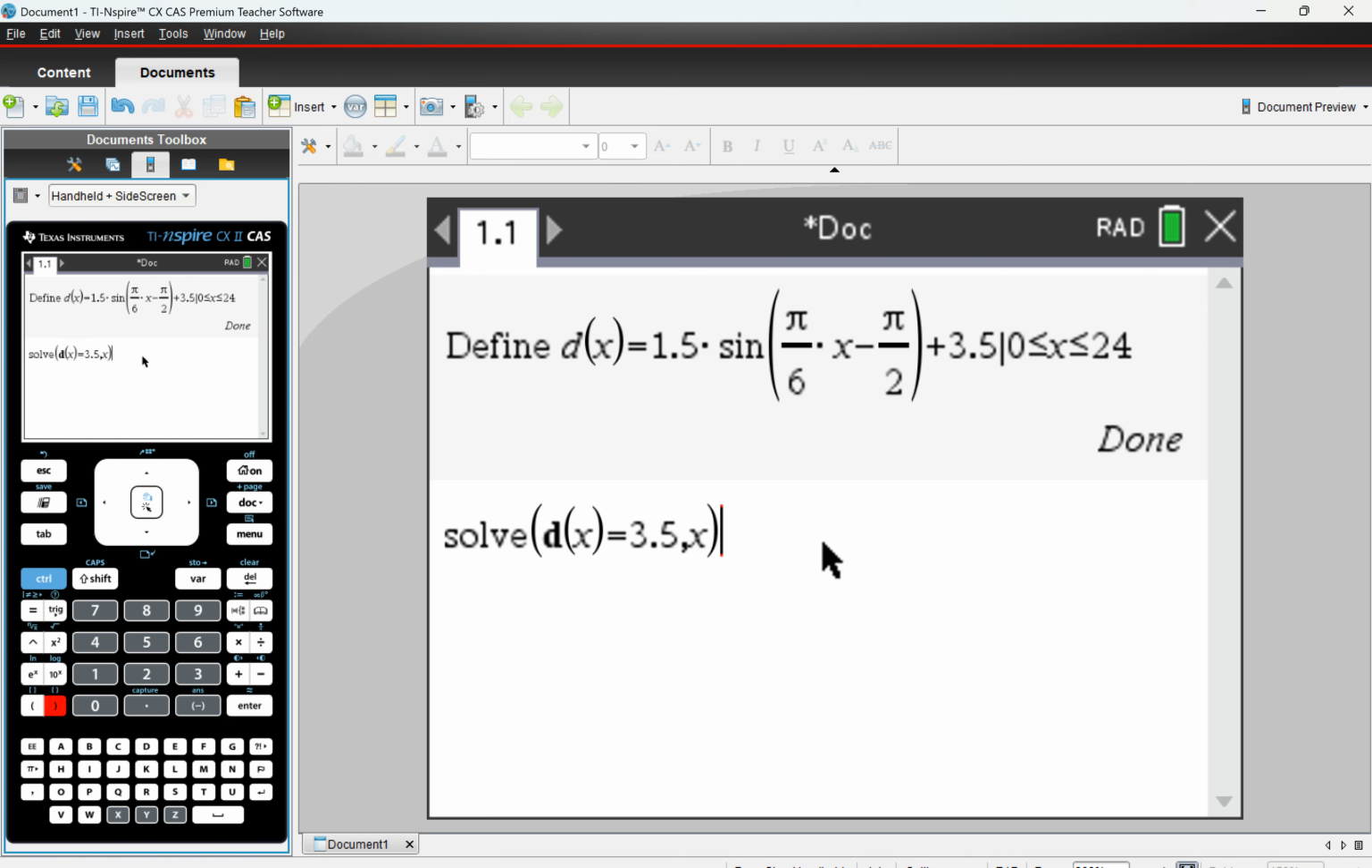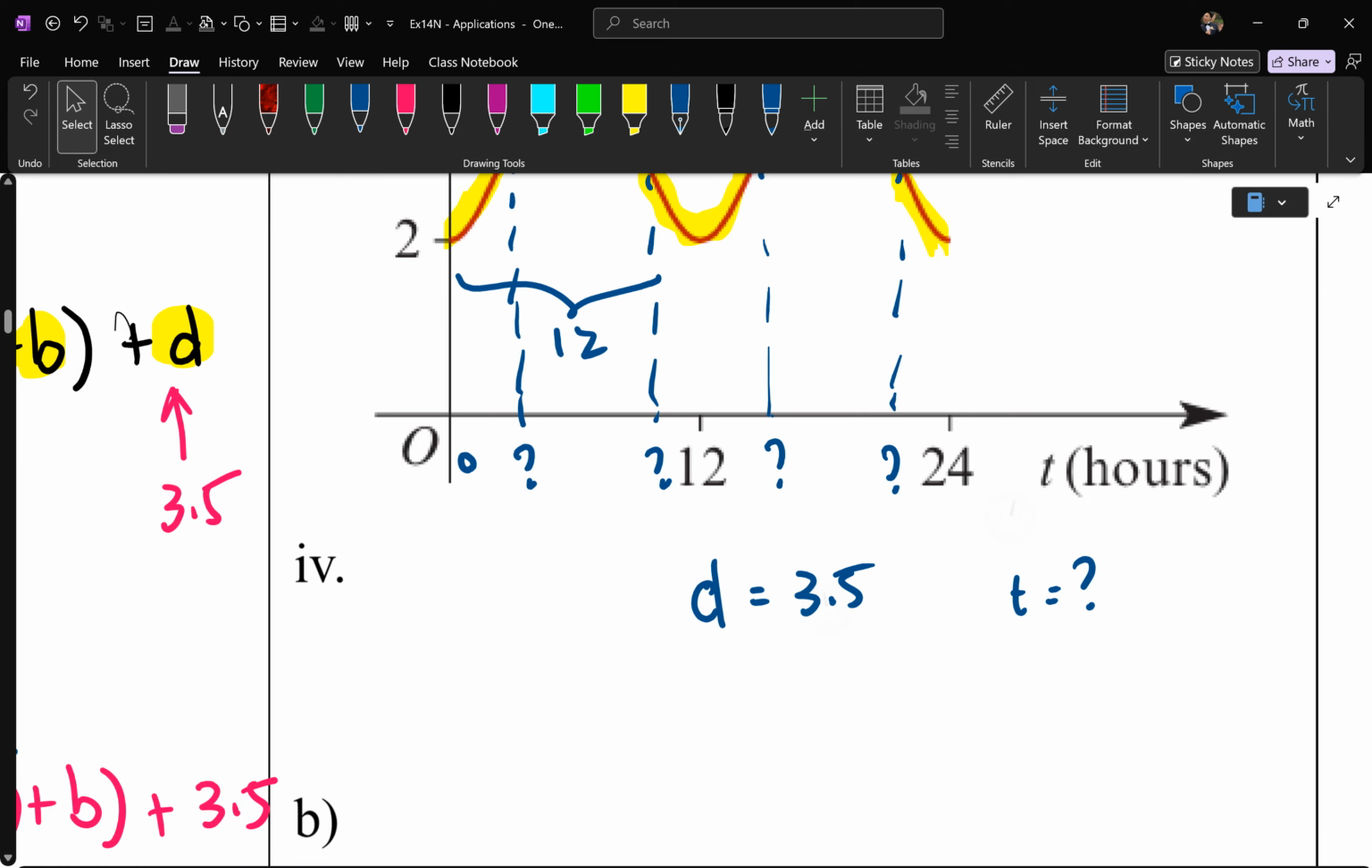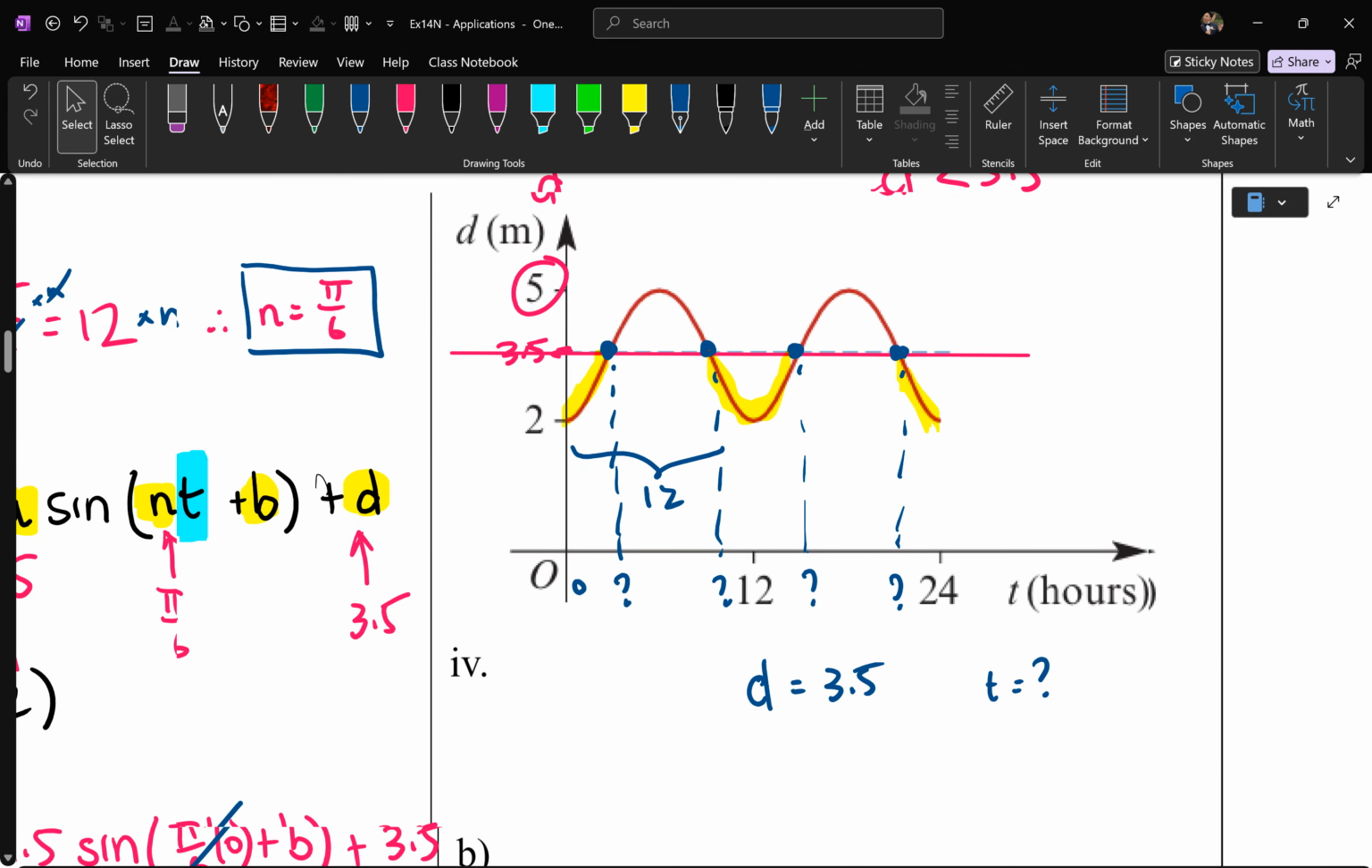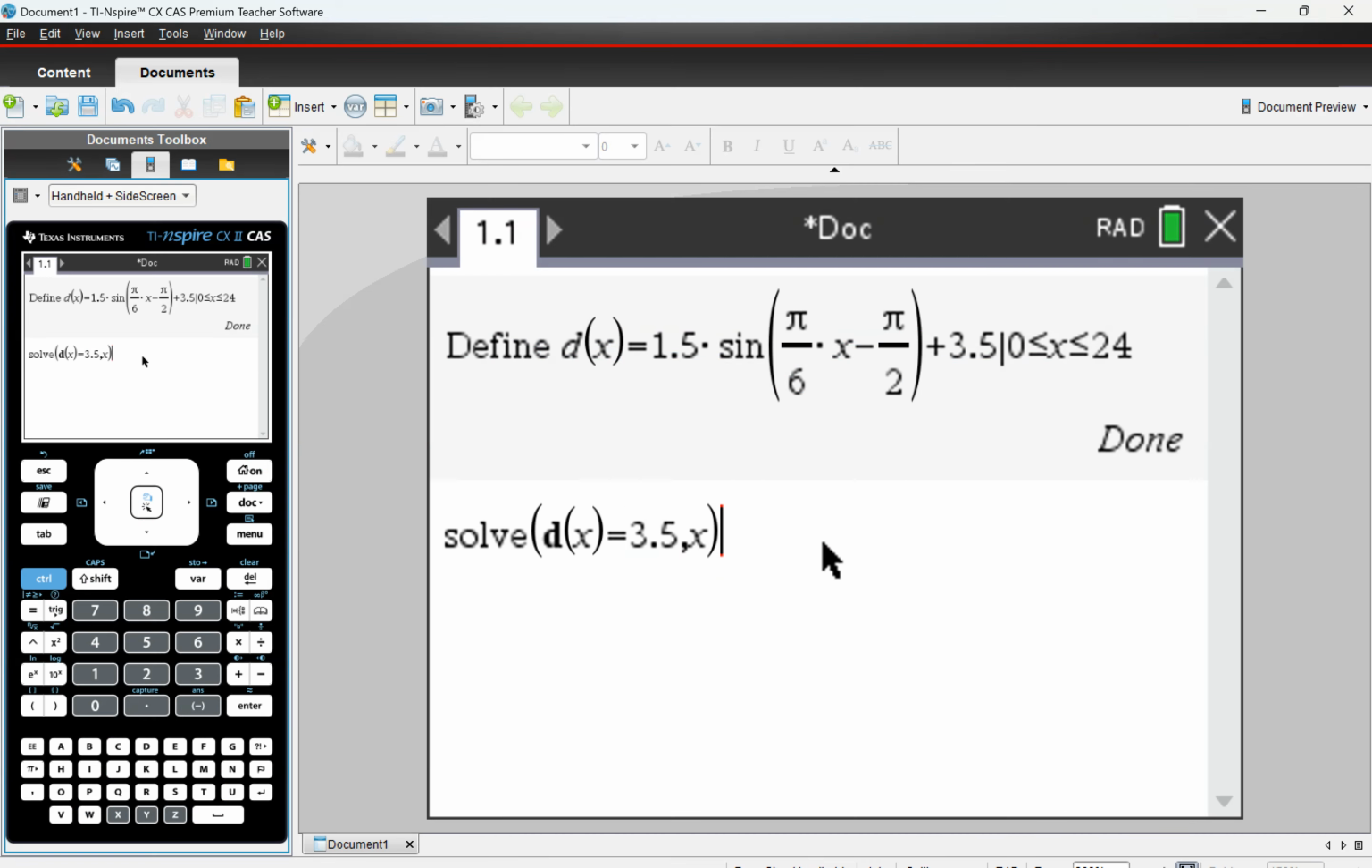So if you press enter, what numbers do you get? I want you to press enter and tell me the numbers. You got 3? It should be more than that. We should end up with how many points again? 1, 2, 3, 4. There should be 4 different times it comes up, because there are 4 different times that it will be 3.5. So you got one of them. What are the other ones?